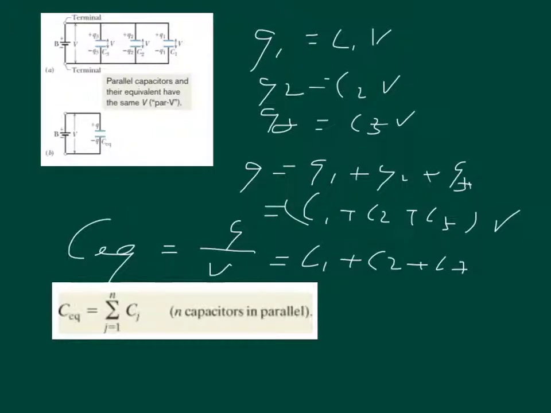The conclusion is this. The total capacitance is simply the sum of all the capacitances of the parallel capacitors. Alright.